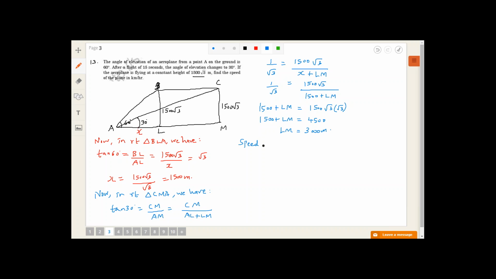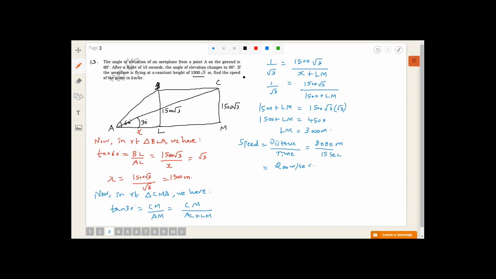Now speed is equal to distance by time. Now distance covered from point B to point C is same as distance covered from L to M. So LM is nothing but 3000 meters. So the plane has traveled 3000 meters, and it is covered in 15 seconds. So this will be 200 meters per second.